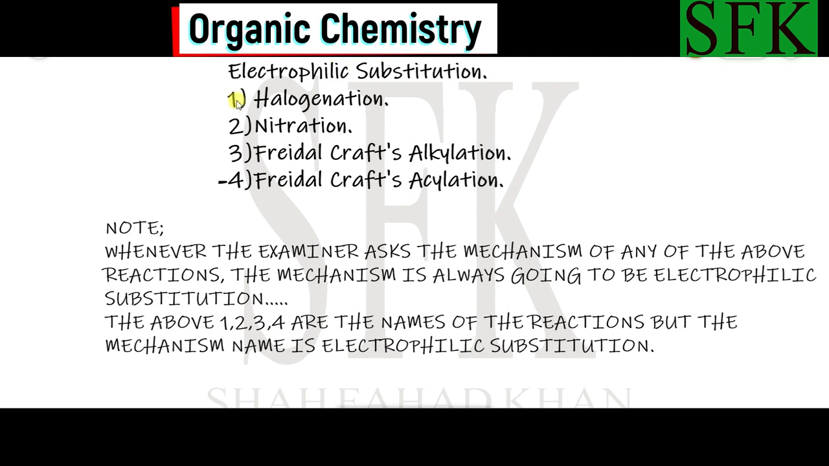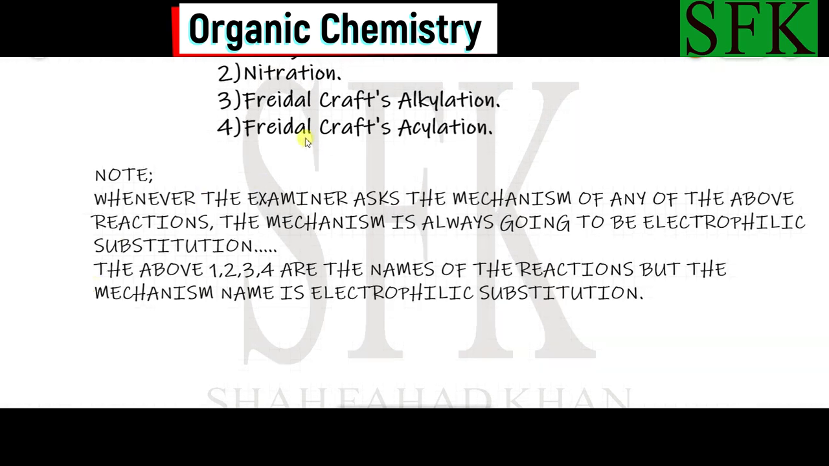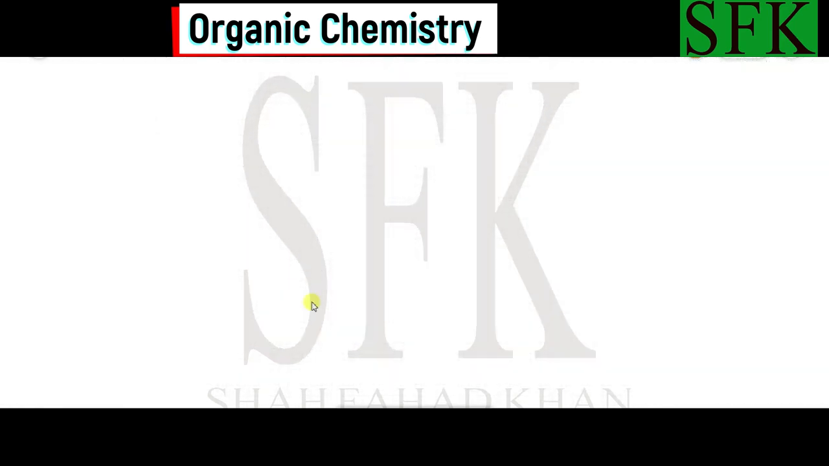Okay, halogenation is the reaction that we've covered in the previous video. It is basically the reaction of halogens with benzene, substituting a hydrogen atom with a halogen atom. Now, in this video, we are going to talk about nitration, and then in the upcoming videos, we are going to talk about Friedel-Crafts alkylation and Friedel-Crafts acylation. Okay, now let's get started with nitration.